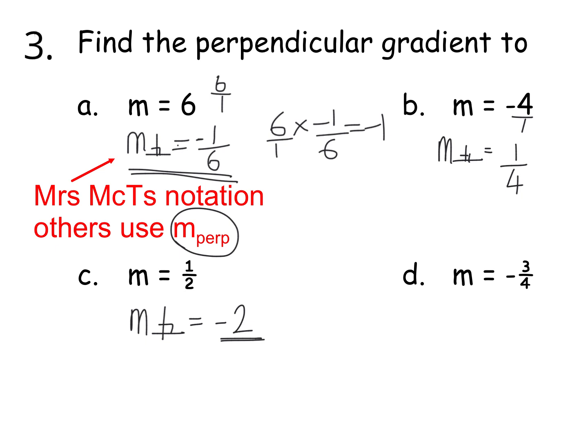And then for my last one, gradient perpendicular to -3/4, flip it, would give you 4/3. Change the sign from negative to positive. There is your gradient. Okay, and then obviously as a quick check, when you multiply them back together, you'll always get -1 as your answer.